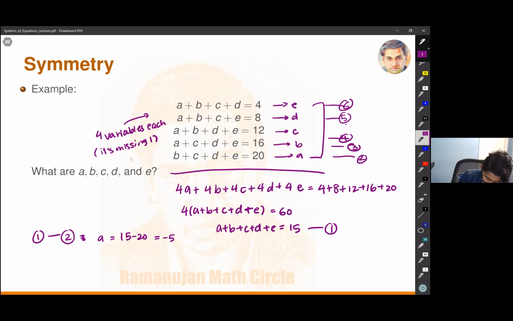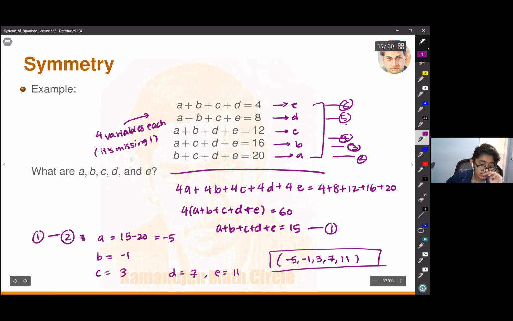And if you do a similar process, you get that b is equal to 15 minus 16, which is equal to negative 1. And you get that c is equal to 15 minus 12, so that's 3. D is equal to 15 minus 8, which is 7. And last but not least, we have that E is equal to 15 minus 4, which is 11. So our final answer would be negative 5, negative 1, 3, 7, 11.